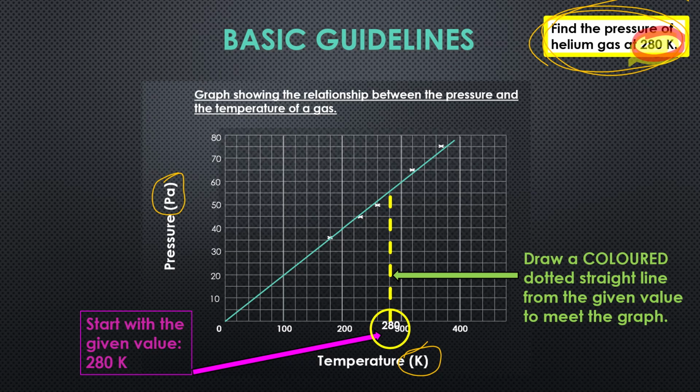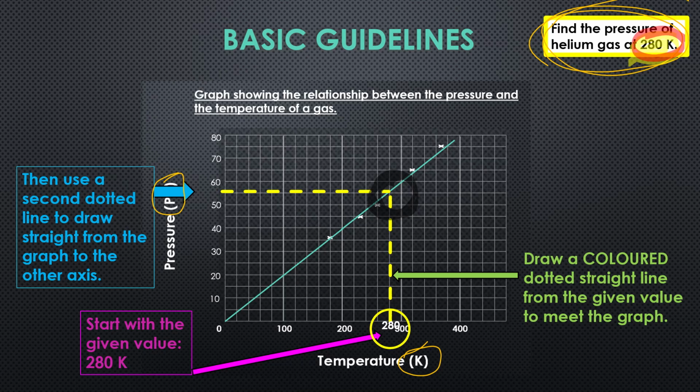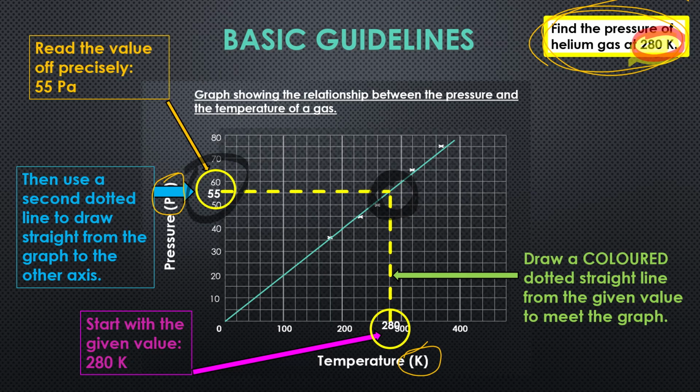Then from where it meets the graph, so your dotted line will meet the green line there, you need to draw a horizontal line until it intercepts the y-axis, the next axis. And then you need to read off your answer very precisely. And my answer is 55 Pascal. So that is my final answer.